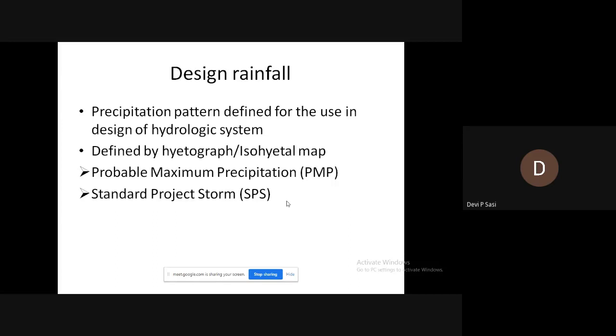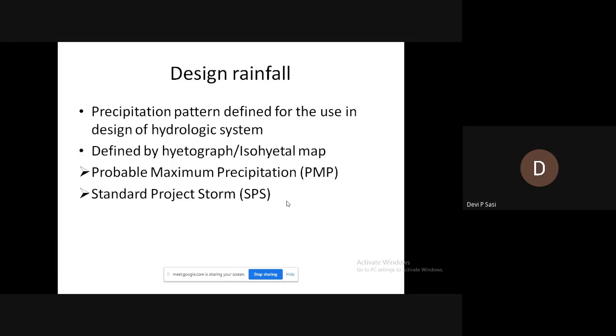Then we can know the climatic change. Then we can plan long-term structures like dams, weirs, etc. Then we can know the intensity of rainfall. The probability of intensity of rainfall can be estimated by using design rainfall, so it serves to design the hydrologic system. Then the choice of design rainfall depends on PMP or SPS. PMP is probable maximum precipitation and SPS is standard project storm.